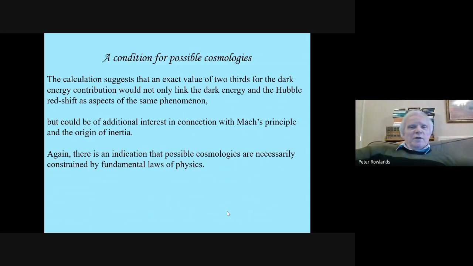So if we have an exact value of 2/3 for the dark energy, then it links the dark energy and the Hubble redshift as aspects of the same phenomenon, but it might be of additional interest in connection with Mach's principle and the origin of inertia. And again, we could expect possible cosmologies to be necessarily constrained by fundamental laws of physics.